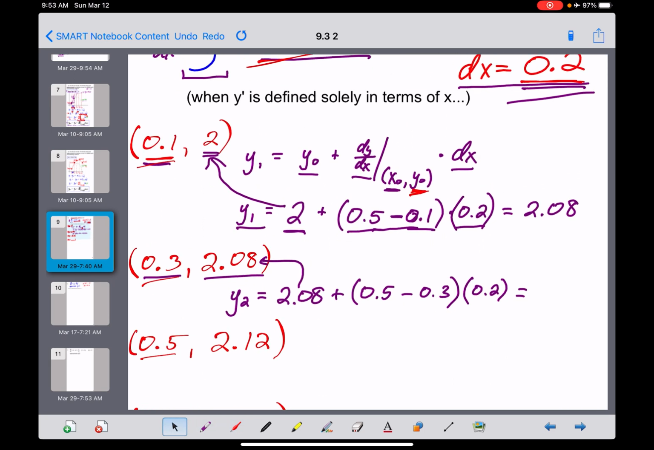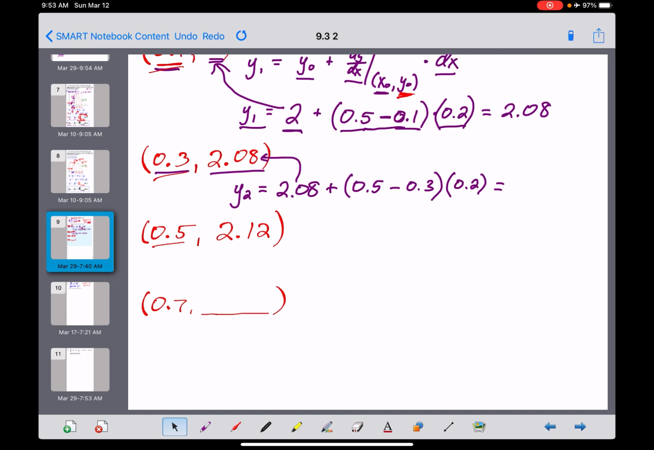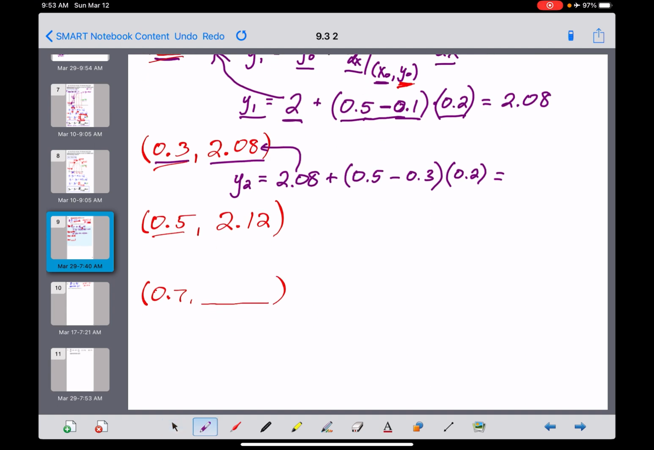So let me zoom in a little bit more here, give myself a little bit more room, and here we go. We're now trying to find y sub 3. So we start with our previous y value, which is now 2.12, and we add to that the derivative, 0.5 minus the previous x value, which is now, interesting, 0.5.